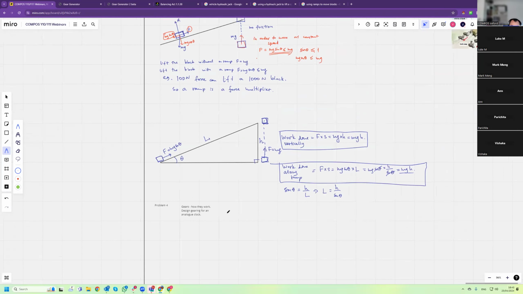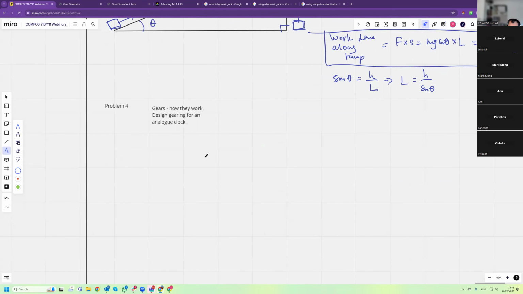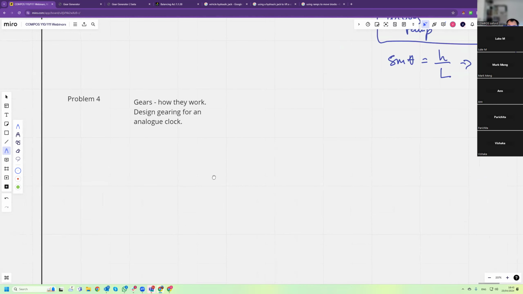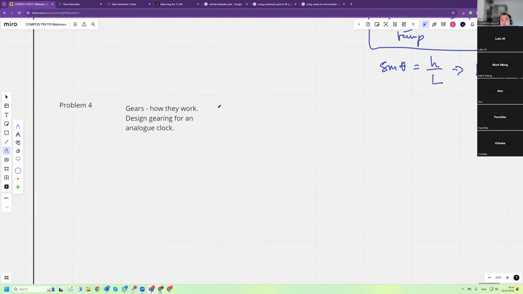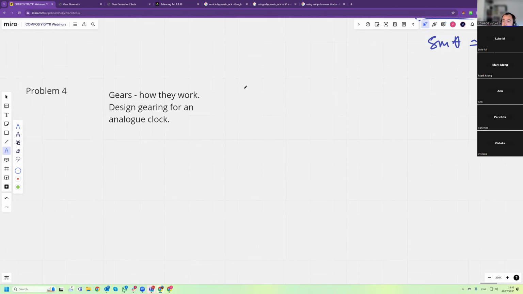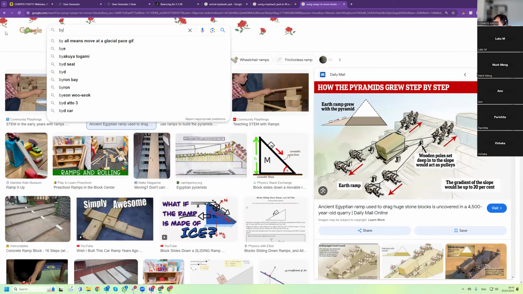Gears. Gears is the next thing. Gears are fairly straightforward. If you've ever ridden a bicycle with gears, you know that if you want to go fast, you need... bicycle gears.